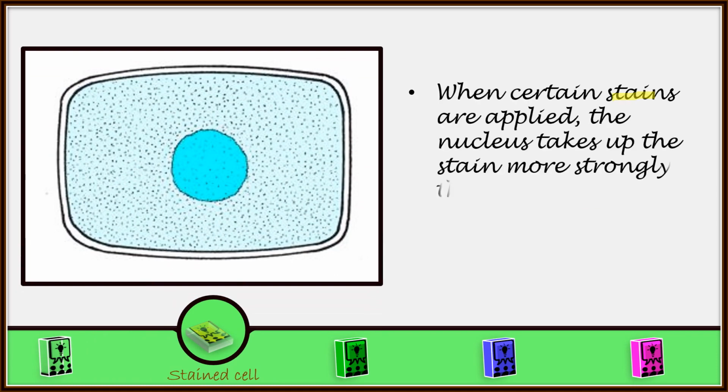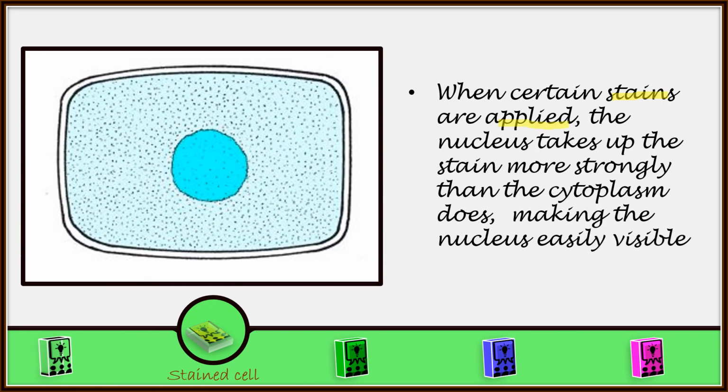When certain stains are applied, the nucleus takes up a stain more strongly than the cytoplasm does, making the nucleus easily visible. So when the cell is stained, the nucleus takes up the stain more strongly than the cytoplasm. This makes the nucleus easily visible.